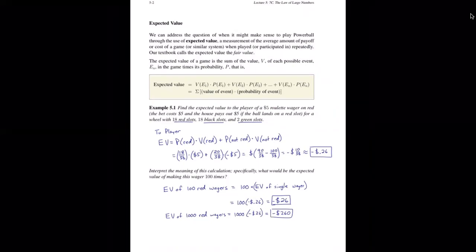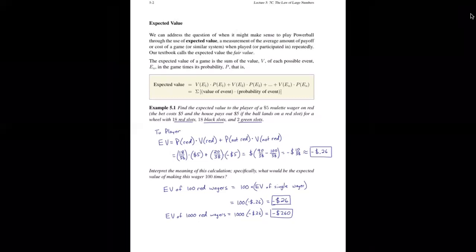In fact, if we made 1,000 red wagers every day, and then we took our average net earnings, we would find that we would lose about $260 each day, making 1,000 bets on red over and over and over again. We should get very close to that negative $260.